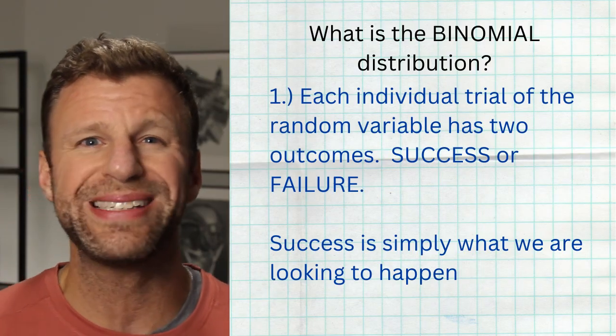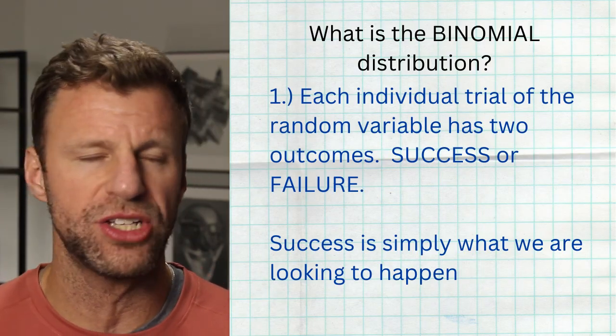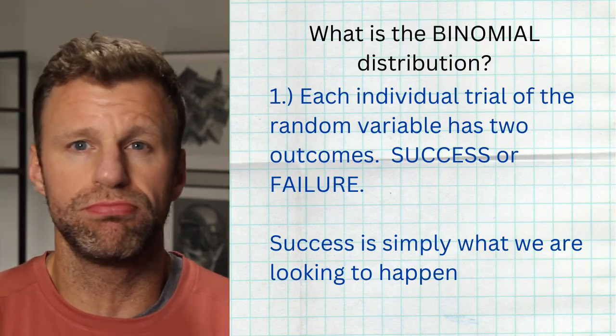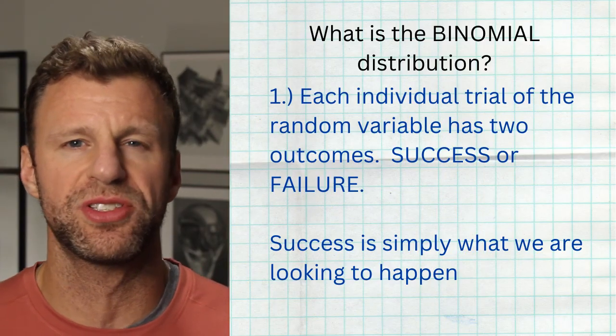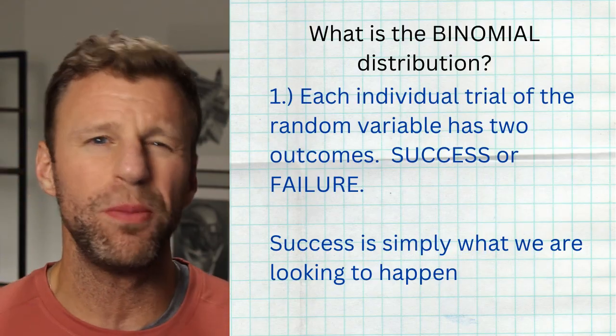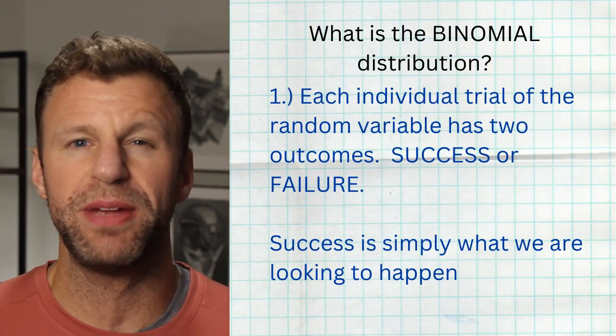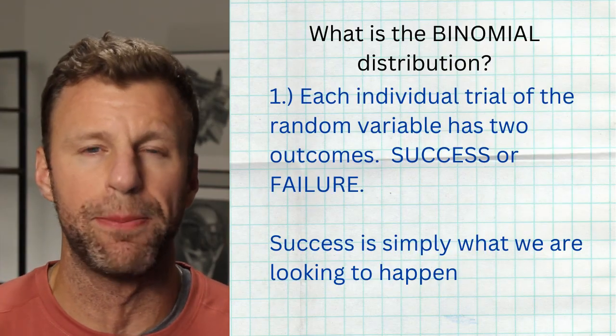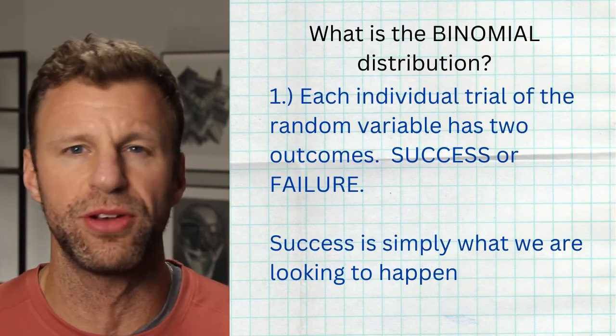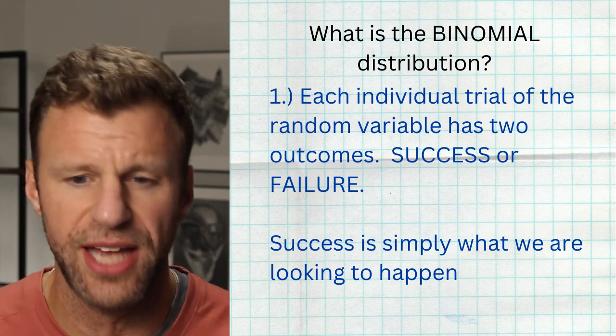Now, the first rule is that each trial, or each time that you do your random process, there can only be 2 outcomes, success or fail. We don't mean good or bad here. We just simply mean success in terms of what do we want to happen or what are we looking to happen. And fail is everything else, the opposite of success.